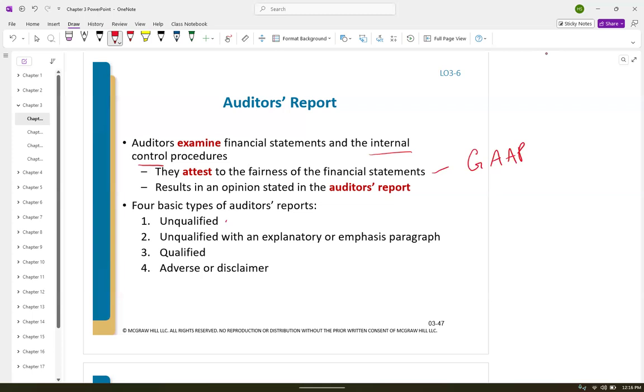Okay. And why is this more common? Because even if the auditors find a material misstatement or find something wrong, usually the company will fix it. Okay. Because they don't want to have one of these different types of opinions. They want to get the unqualified report. There could be unqualified with an explanatory or emphasis paragraph. It could be qualified, or it could be adverse, or a disclaimer at the worst.